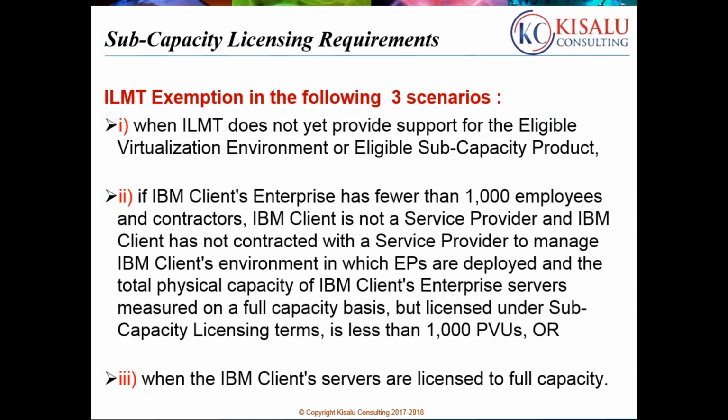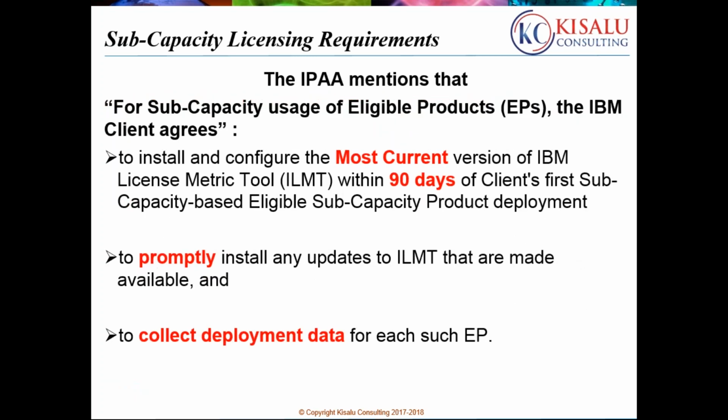And also the total physical capacity of the customer for enterprise servers measured on full capacity but licensed on sub capacity is less than 1,000 PVUs. Or the third one is when the client is licensed at full capacity.